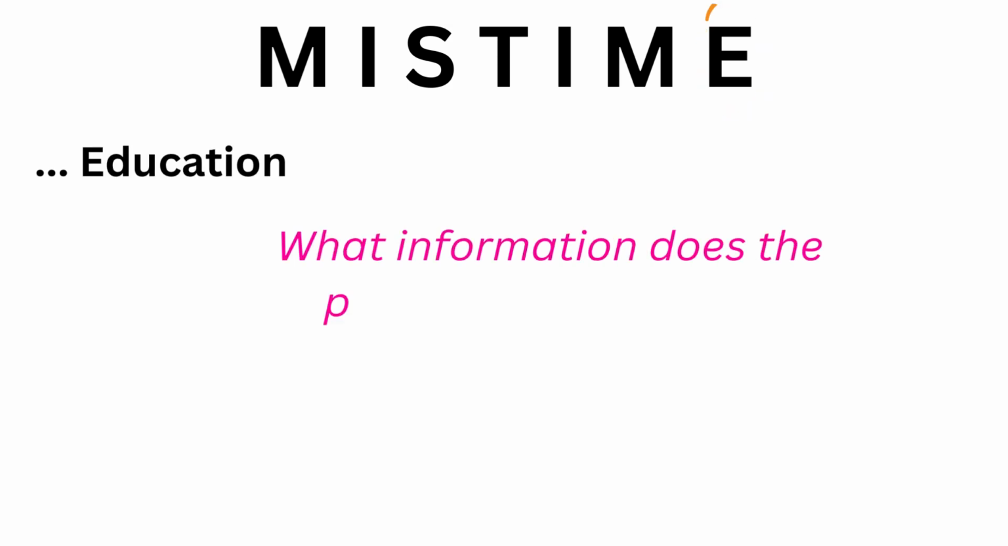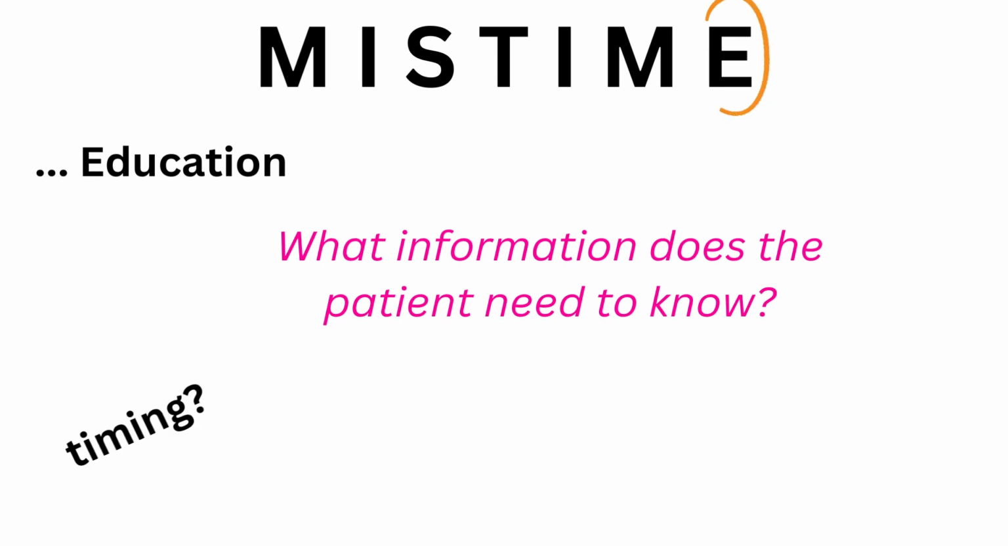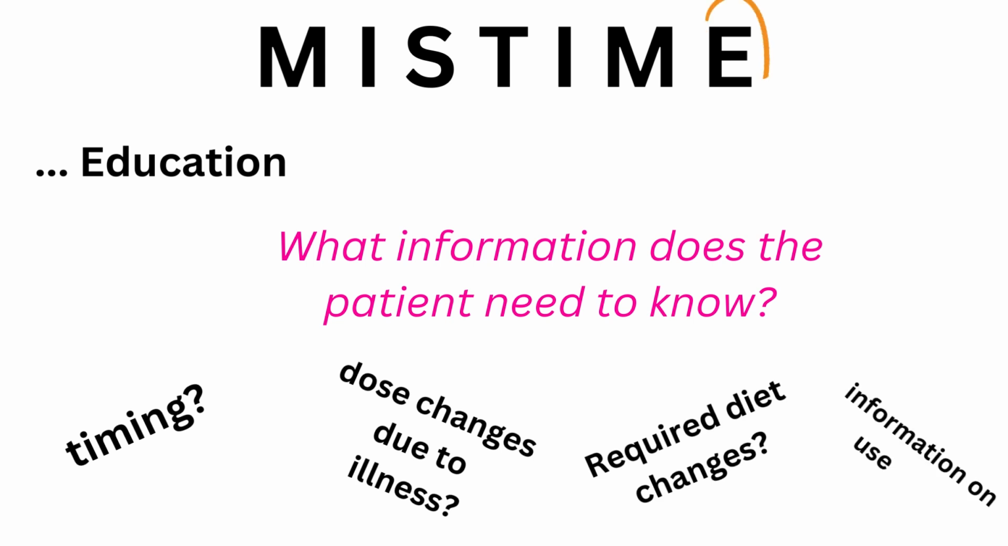And finally, E of mistime represents education. What information does the patient need to know? For example, information on the timing of administrations, changes of medication in the event of illness, diet changes and use with alcohol, as well as signs and symptoms to look out for in the event that this medication will need to be stopped.